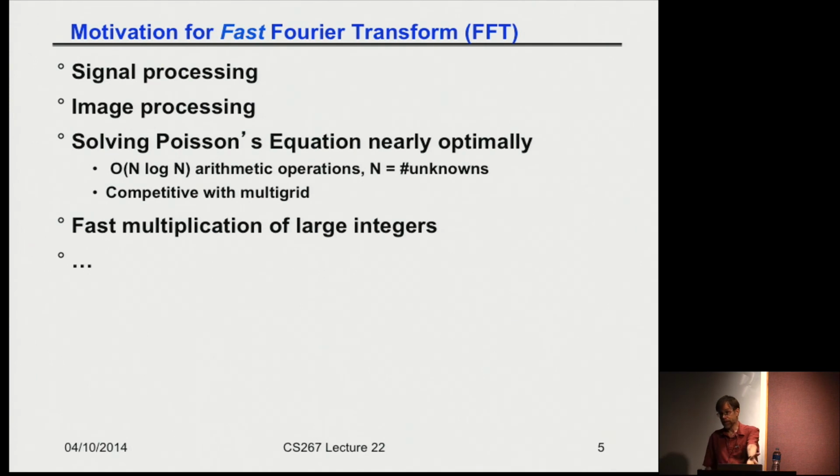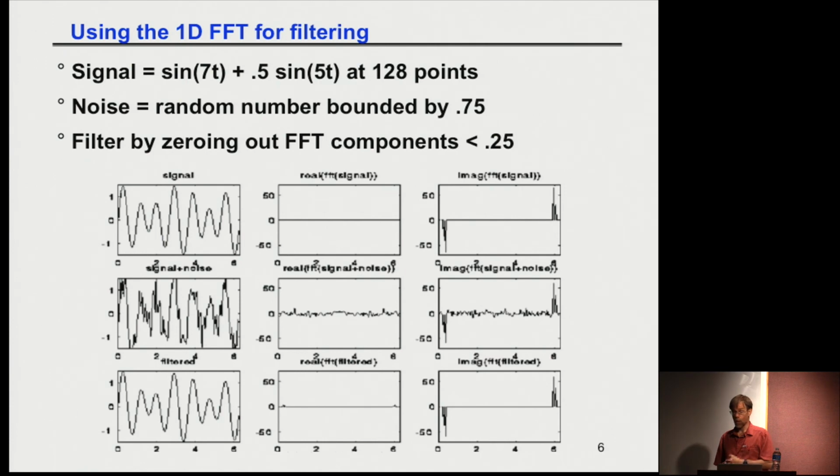Another example is this is a kernel of the fastest algorithm known to multiply very, very large integers. Okay, so let me do two simple examples. The first one is a one-dimensional FFT from signal processing. So here's an incredibly simple signal. It's a sum of two sine curves, a high frequency, 7, and a low frequency, 5. And I'm going to sample it at 128 points, and there it is, this nice smooth curve.